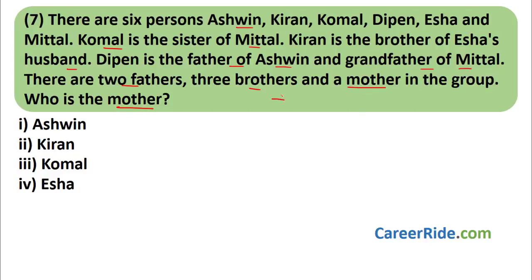Best way is, this is third category sum. Draw the diagram. Okay, draw the diagram very easily. Let us start. Komal is sister of Mittal. This is Komal. This is Mittal. Since they are brother sister, Komal is sister. Okay, we do not know whether Mittal is male or female. So, we will have this. So, they can be sisters, they can be sister and a brother.